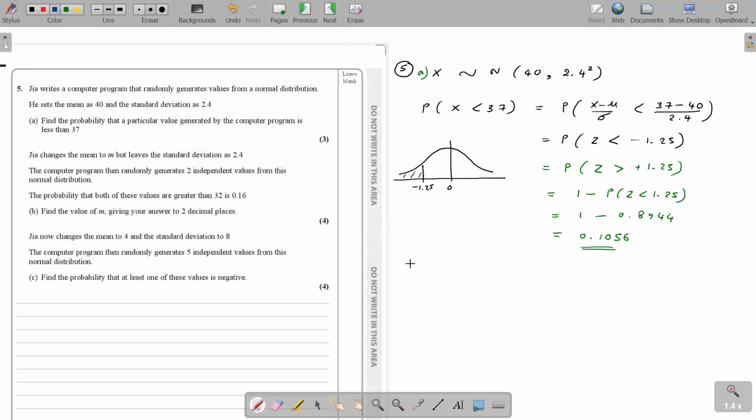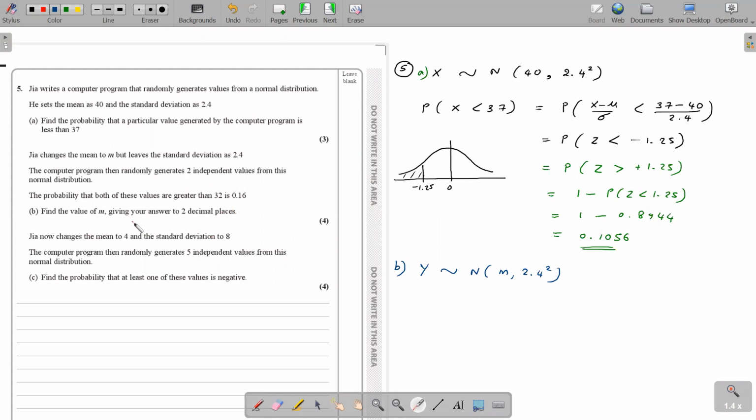Moving on to part B. GR changes the mean to M but leaves the standard deviation as 2.4. Okay, so we are going to a completely new variable. Now let's say variable Y has a normal distribution, mean is M, but the standard deviation is 2.4. That doesn't change. The computer program then randomly generates two independent values from this normal distribution. The probability that both of these values are greater than 32 is 0.16. Find the value of M, giving your answer to 2 decimal places.